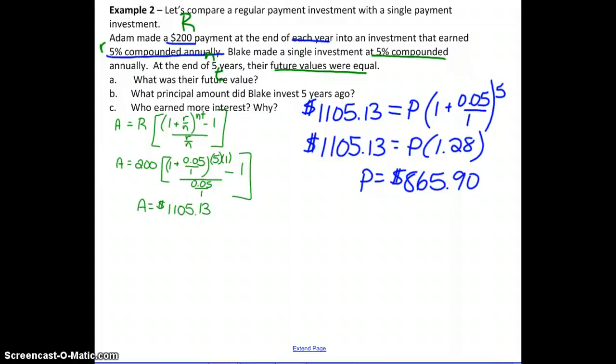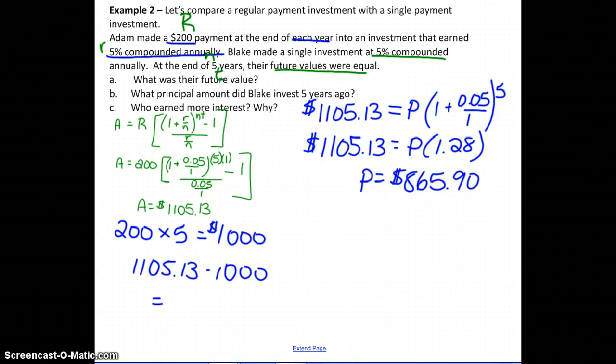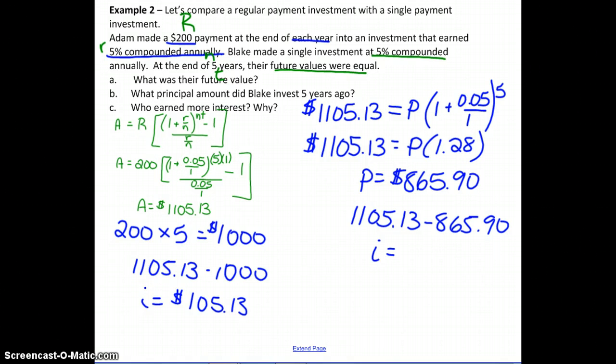So now we need to figure out which was the better investment, who earned more interest. So let's take a look here at Adam. He put $200 in per year for 5 years. So that means he invested a total of $1,000. So the interest he made was $1,105.13 minus 1,000. So he made a total interest of $105.13. Whereas Blake had $1,105.13 minus his principal of $865.90 to get a total interest of $239.23.